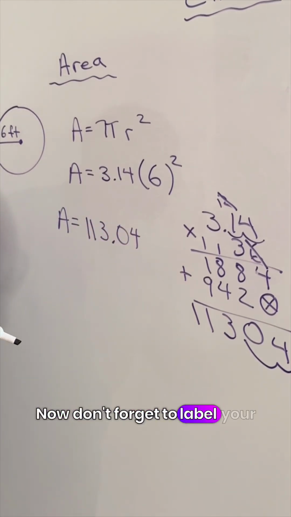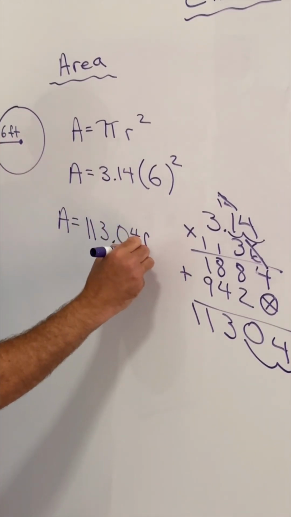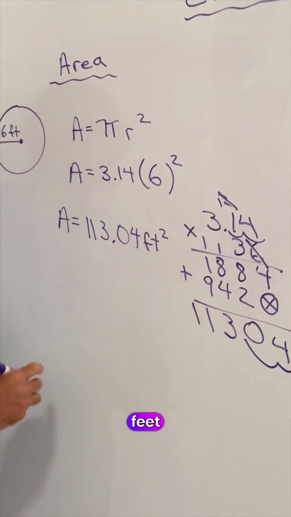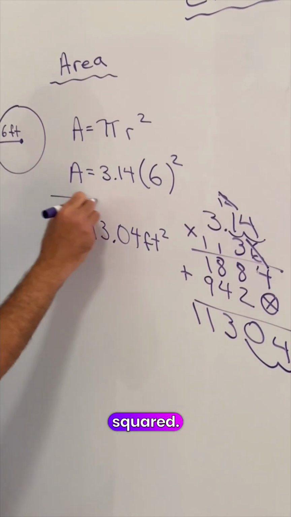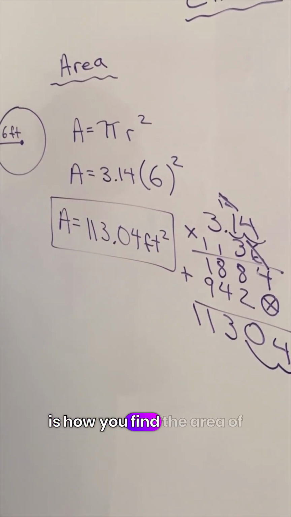Now don't forget to label your answer, feet. But because I'm dealing with area, it's feet squared. And that is how you find the area of a circle.